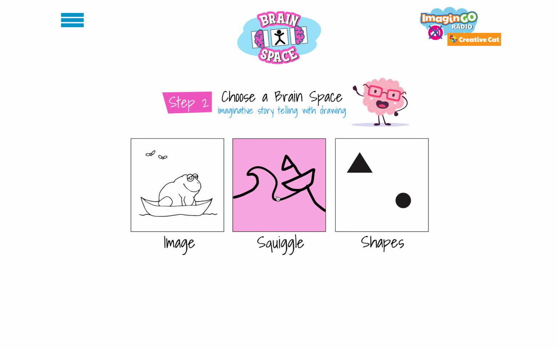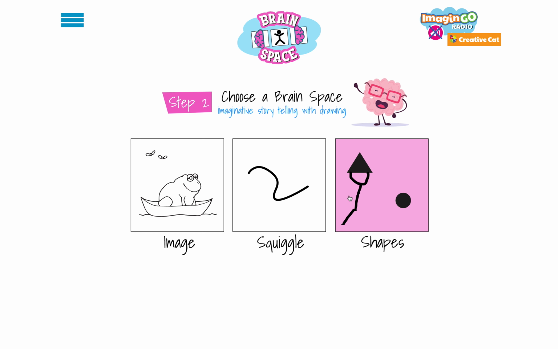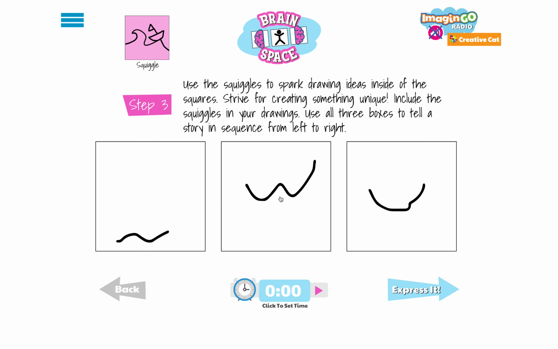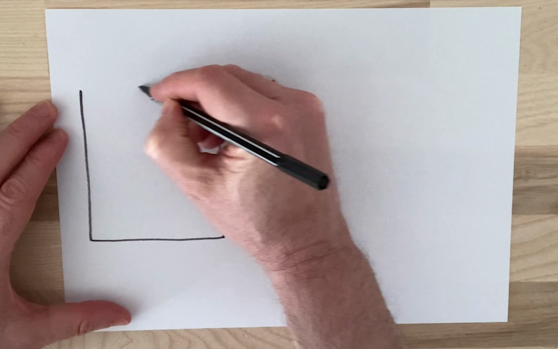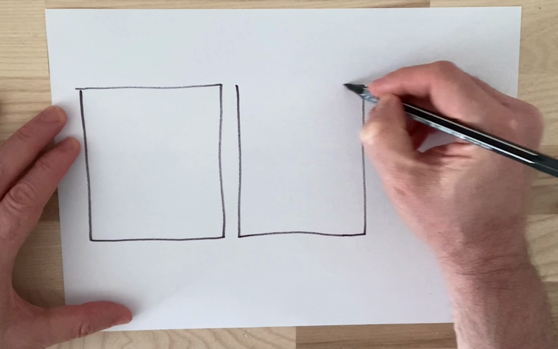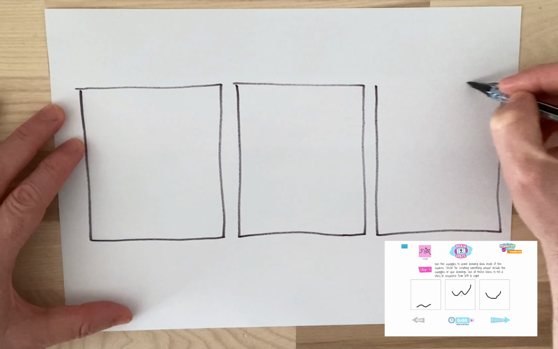So now let's do an example using a squiggle brain space. With the squiggle, the idea is similar to the image brain space, in that the sequence of the story goes from left to right. But instead of the picture already being drawn, students have to draw their own pictures. And on top of that, they have to incorporate the squiggles into the drawing to complete the visual stories.